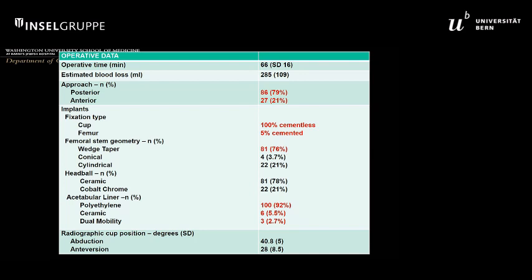The most common femoral stem geometry was a wedge taper design. The majority of the patients had a polyethylene with either cobalt chrome or ceramic femoral head. There were 6% of the hips that had a ceramic on ceramic bearing, and about 3% of the hips with a dual mobility bearing. Looking at radiographic cup position, our average abduction angle was 41. Anteversion was slightly high at 28.